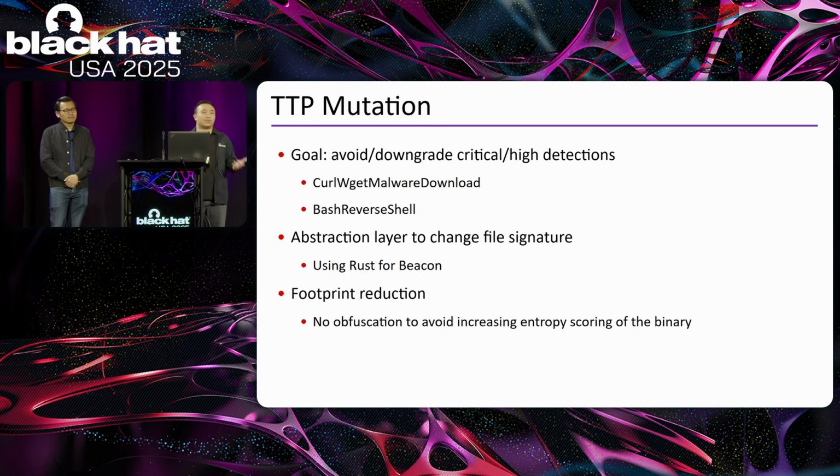And the reason I opted for no obfuscation is because using obfuscation can actually increase the entropy scoring of the binary. So EDRs don't just look at what you're doing, but also how you're doing it. Certain actions really stand out to them: excessive string obfuscation, encryption, self-modifying code, etc. So using too much obfuscation can actually increase the likelihood of your binary being detected.